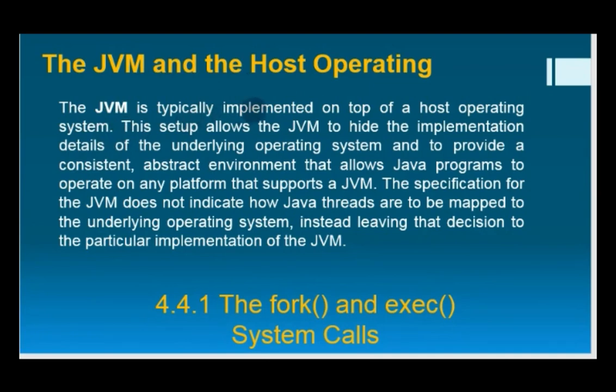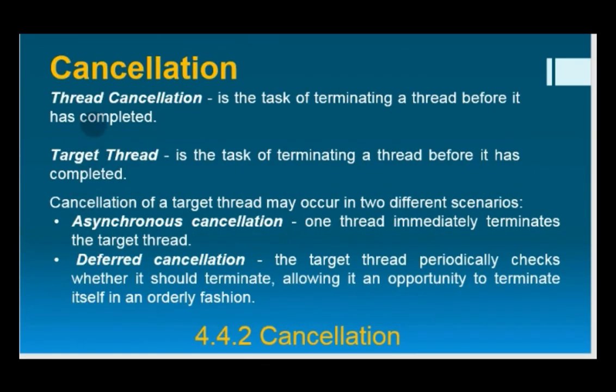The JVM and the host operating system. The JVM is typically implemented on top of a host operating system. This setup allows the JVM to hide the implementation details of the underlying operating system and to provide a consistent, abstract environment that allows Java programs to operate on any platform that supports a JVM. The specification for the JVM does not indicate how Java threads are to be mapped to the underlying operating system, instead leaving that decision to the particular implementation of the JVM.